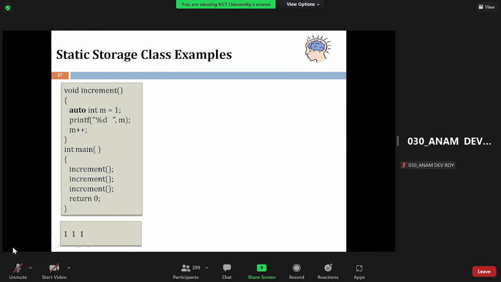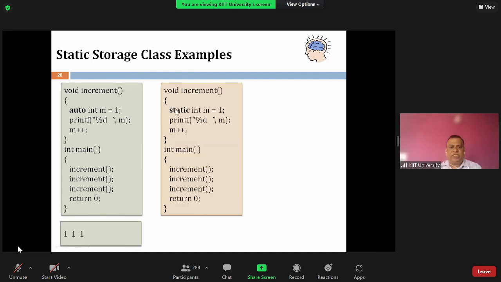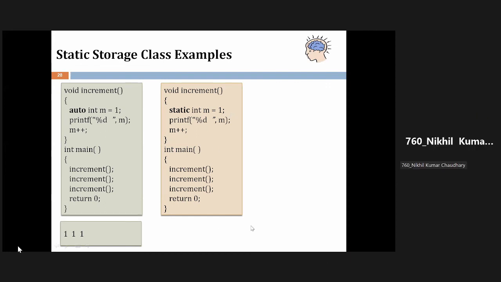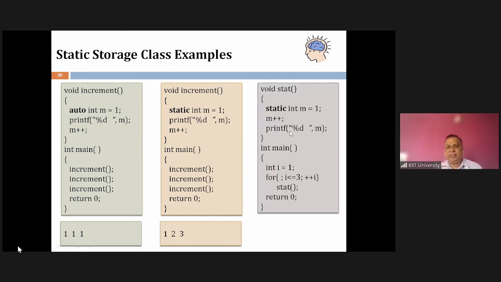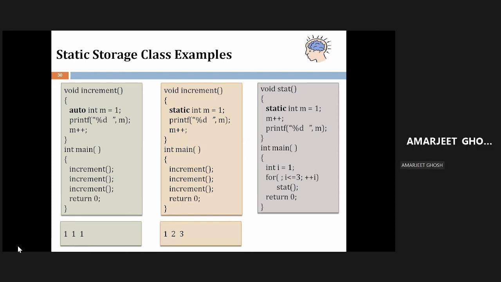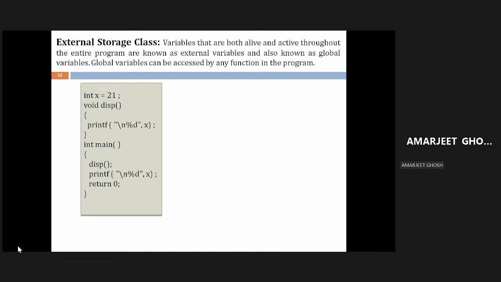If in the same place I am writing static int m equal to 1, will it print 1, 1, 1 or 1, 2, 3? 1, 2, 3. If I write like this, I call the same function 3 times. I call the same function 3 times here. It starts with m equal to 1, it will print 2, 3, 4. Understood or not? Yes, sir. It will be 2, 3 and 4 like this.